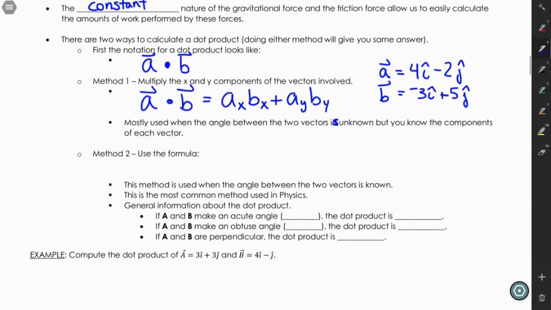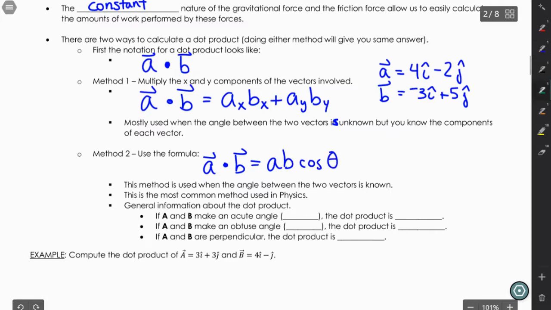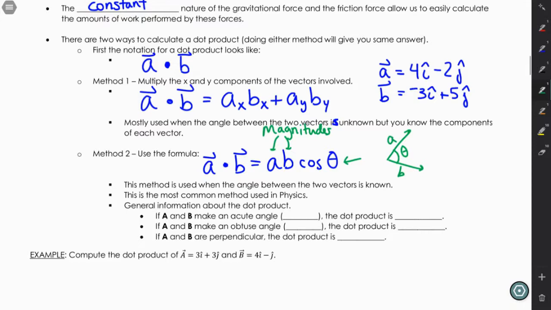Now, the next one is to simply use a formula, okay? And the formula for the dot product, which you'll see looks very familiar to a formula we were just working with, is simply AB cosine theta, all right? And these A and B are the magnitudes of the vectors. And this method is used when you know the angle between the vectors. So again, if I have magnitude A, magnitude B, and I say that the angle is theta, right? I can multiply the two magnitudes times the cosine of the angle. So this method, again, is used when you know the angle between them.